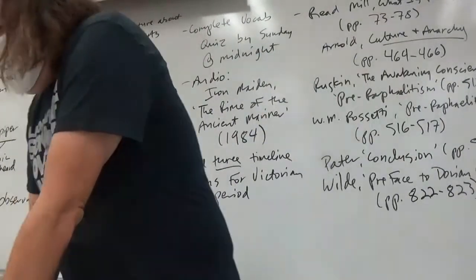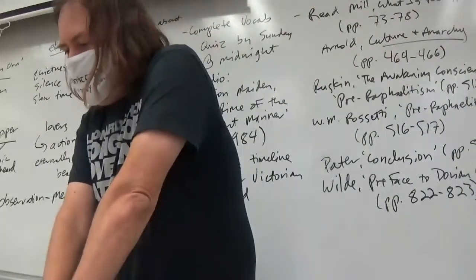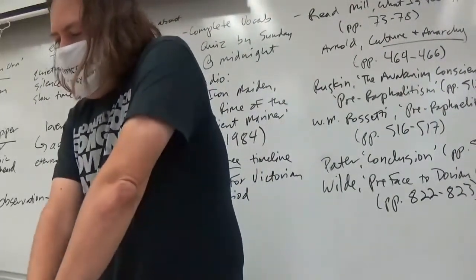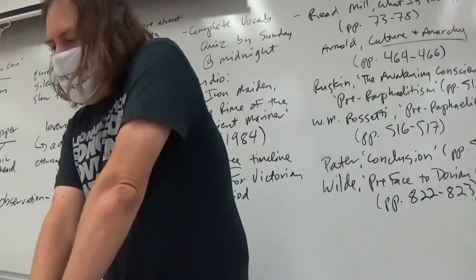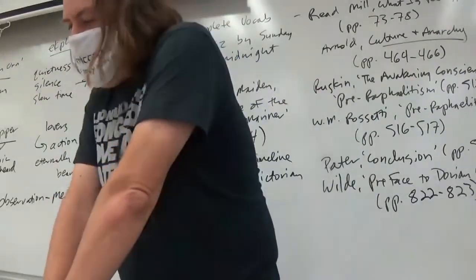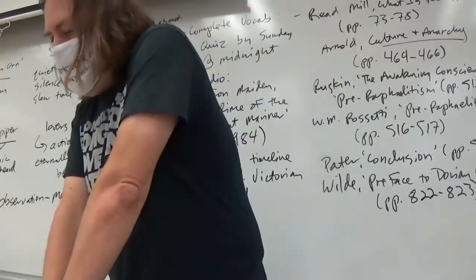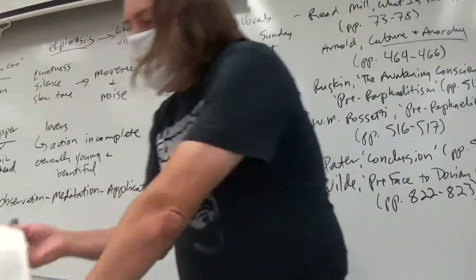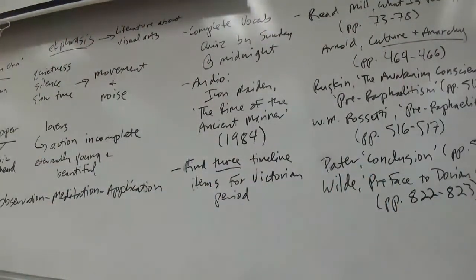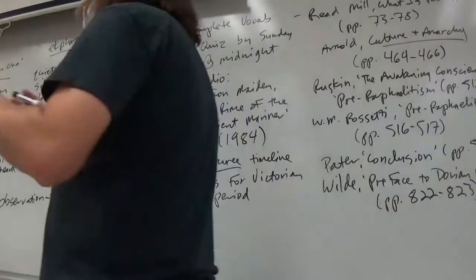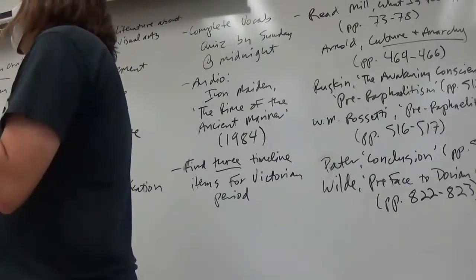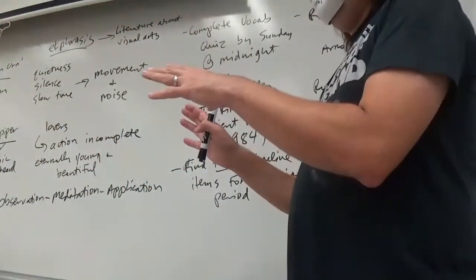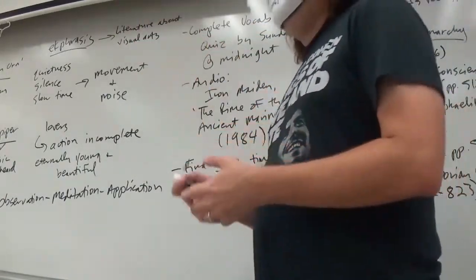"O Attic shape, fair attitude, with breed of marble men and maidens overwrought, with forest branches and the trodden weed, thou, silent form, dost tease us out of thought as doth eternity. Cold pastoral. When old age shall this generation waste, thou shalt remain in midst of other woe than ours, a friend to man, to whom thou sayest, beauty is truth, truth beauty. That is all ye know on earth, and all ye need to know." And the question that a lot of people ask about this poem is who speaks those lines that are in quotation marks? Is it the speaker in the poem, or is it the urn answering him back?